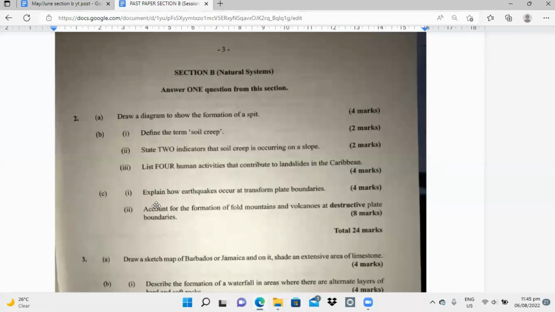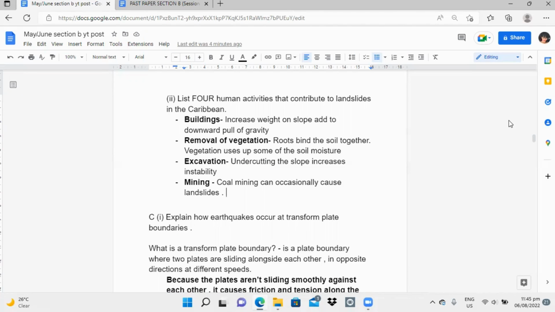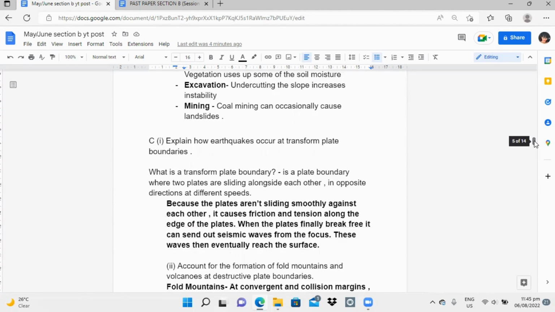The next question is: explain how earthquakes occur at transform plate boundaries. Now, there are three different types of plate boundaries. They are convergent, divergent, and transform plate boundaries. Transform plate boundaries is where two plates are sliding alongside each other in opposite directions at different speeds.